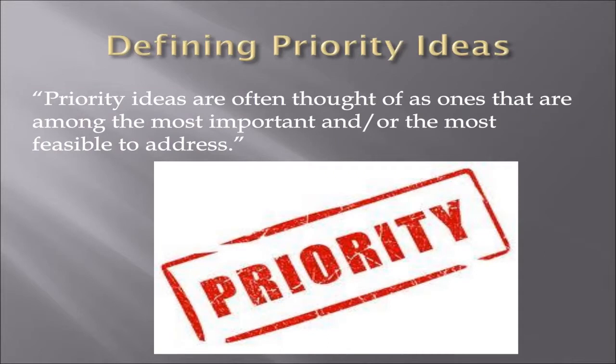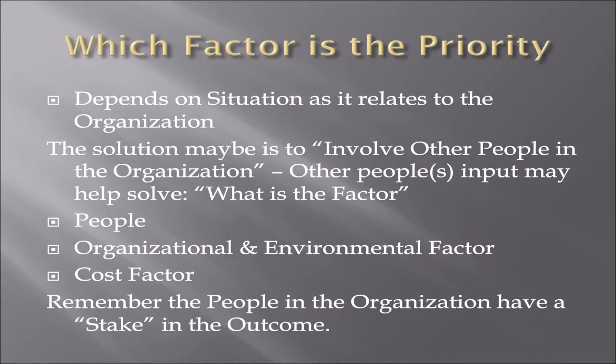Tara may be able to narrow down her wish list of training needs by identifying her organization's priorities, or the ones that are the most important, or finding some quick successes to start with. She will also want to keep in mind the contextual knowledge she acquired in an earlier step of the interactive model of program planning. Which factor is the priority depends on the situation as it relates to the organization.